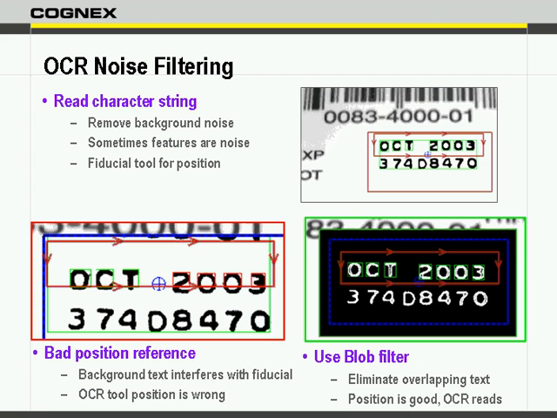Well, the problem is that the fiducial tool sometimes catches the edges of the text above it, and that's what you see in the bottom left image. The fiducial tool catches the bottom of that 0, 1, and that throws off the position reference. The position reference in this case is created by the green box around the text. And you can see that that green box extends all the way up to the 0, 1 at the top. And we don't want that.